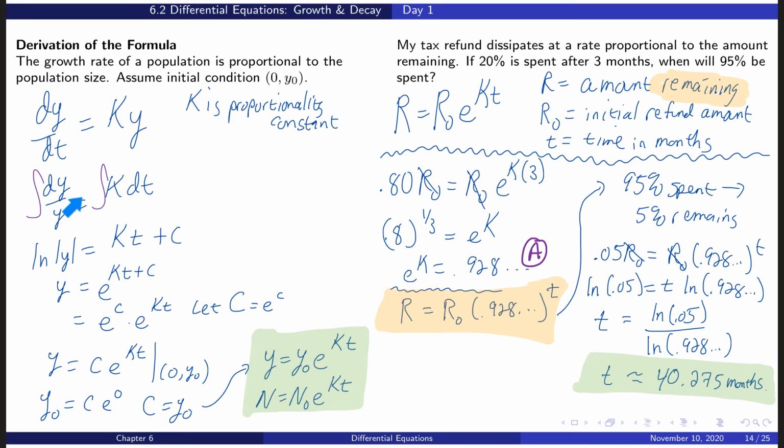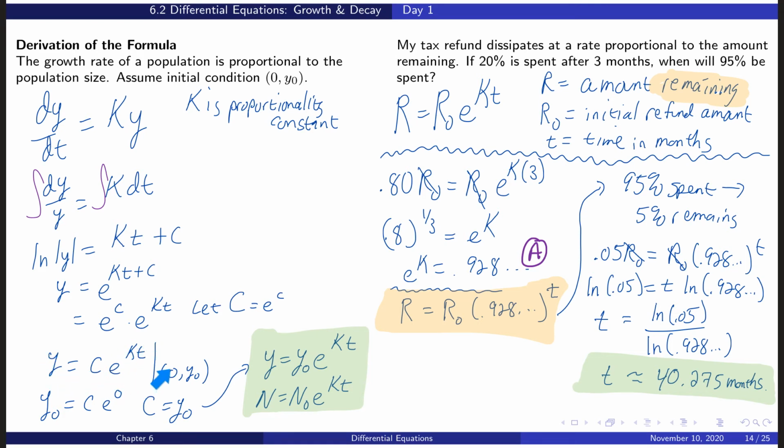Take the antiderivative of both sides. Natural log of y is kt plus a constant. The t shows up because you have dt here, not dx, but dt. Exponentiating both sides, e to the natural log of y is y. The right side produces this. You can say that e to the kt plus c is the same thing as e to the c times e to the kt. A lot of people replace this e to the c with a big capital C. So now we have y equals capital C e to the kt.